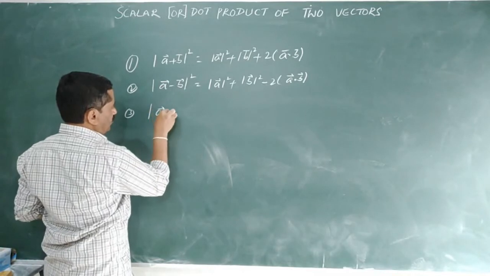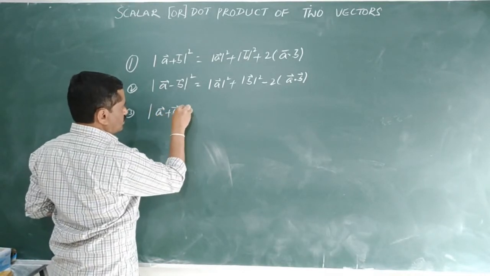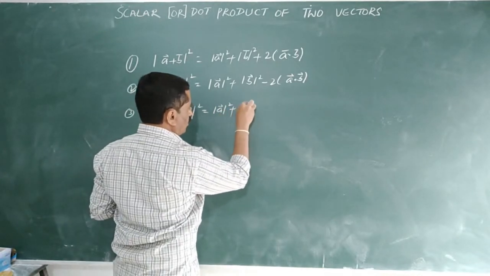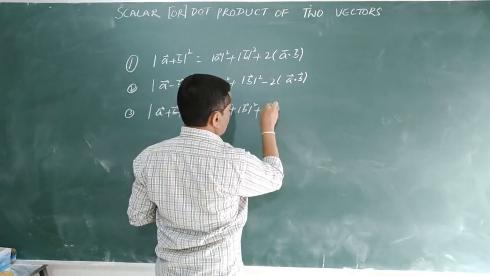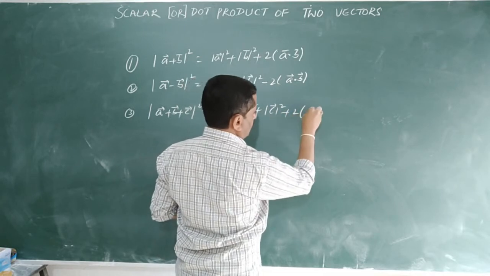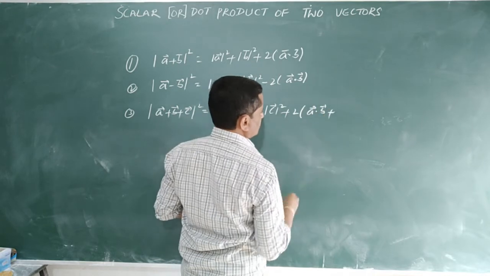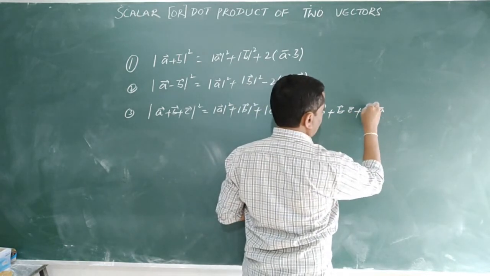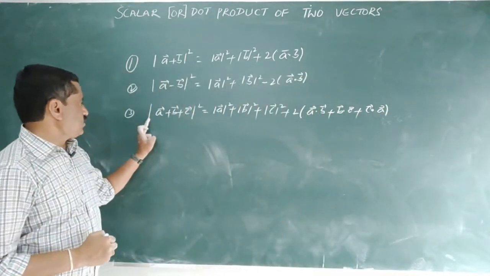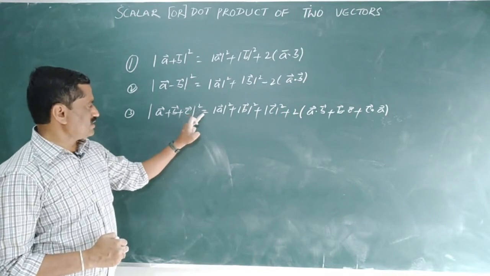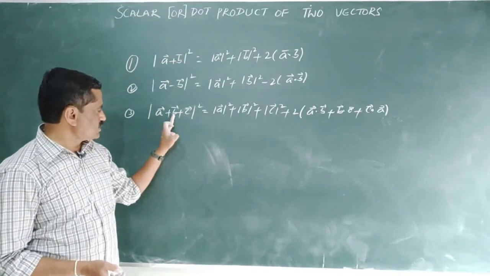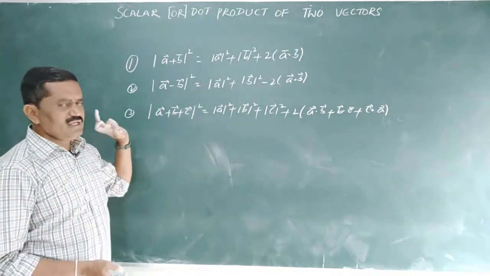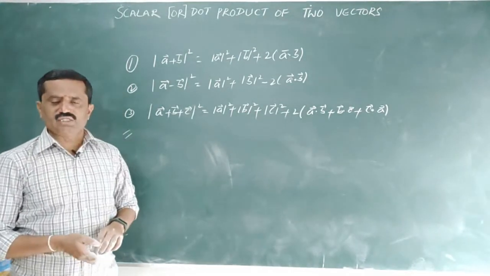Next, we have the third one. It is magnitude of A bar plus B bar plus C bar whole square is equal to magnitude of A bar whole square plus magnitude of B bar whole square plus magnitude of C bar whole square plus 2 of A bar dot B bar plus B bar dot C bar plus C bar dot A bar. You should remember these three formulas, which are very important.